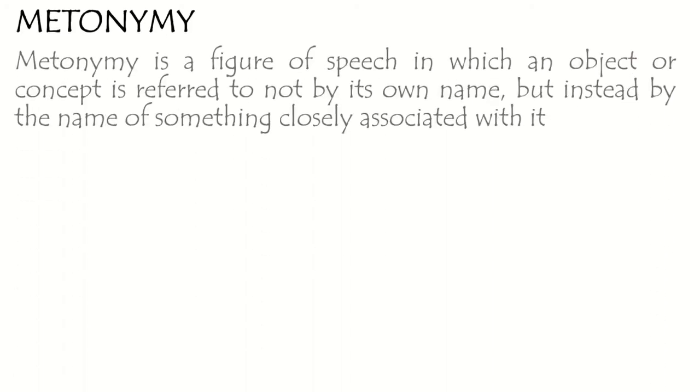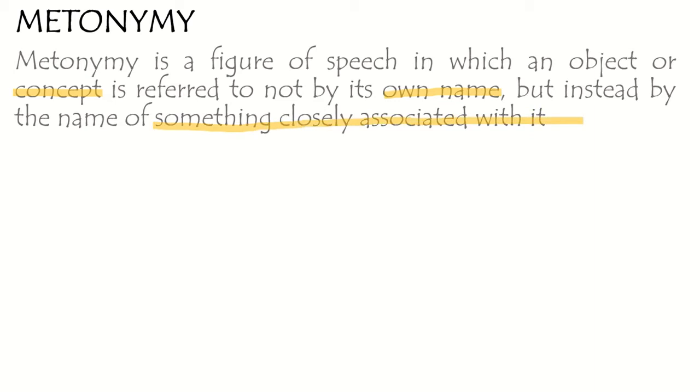Okay, so the next one is metonymy. Metonymy is a figure of speech in which an object or concept is referred to not by its own name, but instead by the name of something closely associated with it. So again, let's take note that in metonymy, we are referring to a concept, but we are not using its own name. Instead, we use something closely associated with it.